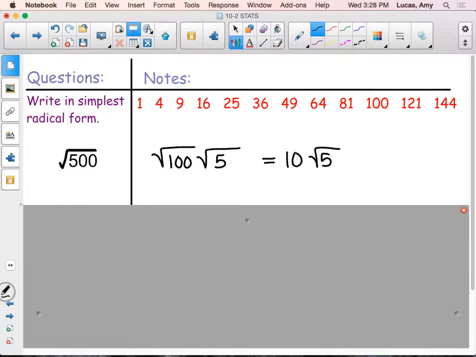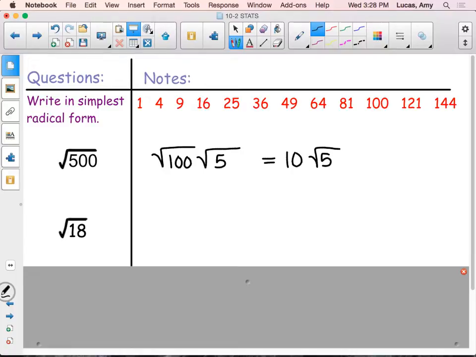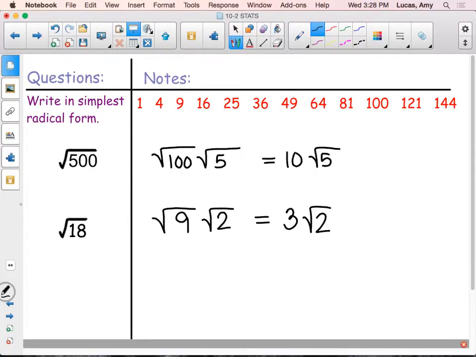Remember, the reason that we want to learn simplest radical form is to keep our answer exact, so that we are not rounding our answer at all. The next one is the square root of 18. The square root of 18 is equal to the square root of 9 times the square root of 2. The square root of 9 simplifies to 3, so 3 times the square root of 2.